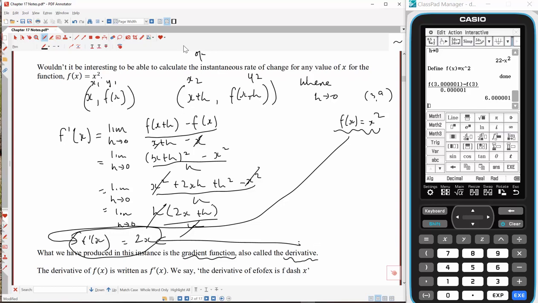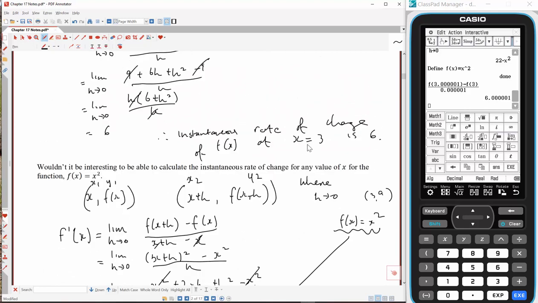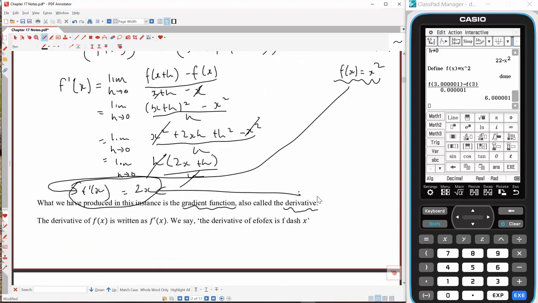Now we've found one earlier. We know that the gradient of the tangent at x equals 3 is 6. So if I did f dash 3, the answer should be 6. 2 times 3, wow, it's 6. And what you can do is sub in any value. f dash 5, that's going to be 2 times 5. The gradient at x equals 5 is 10. Now, if this is a parabola, the gradient of the tangent on this side should be negative. So if I drop negative 2 into my derivative function, I should get a negative gradient.